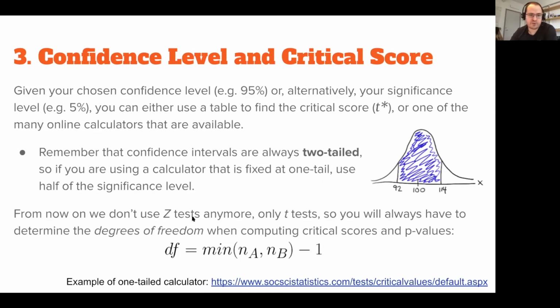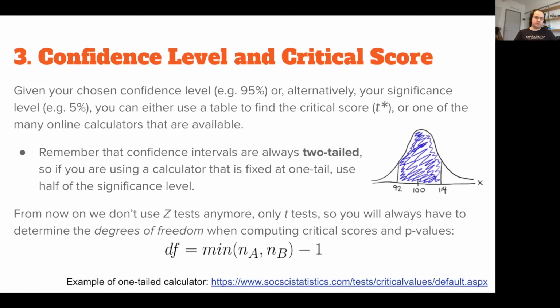And from now on, we don't use z-tests anymore, only t-tests. So you will always have to determine the degrees of freedom when computing these critical scores and p-values. It's basically the same. You're still going to use a table or a calculator, but the table or the calculator will ask you how many degrees of freedom you have, because that will affect the actual value that you get. So from the point of view of someone just trying to obtain a critical score, it's just one extra thing that you have to feed into the system in order to get the critical score.